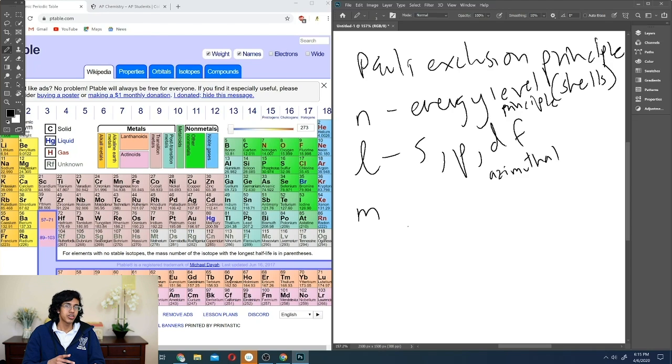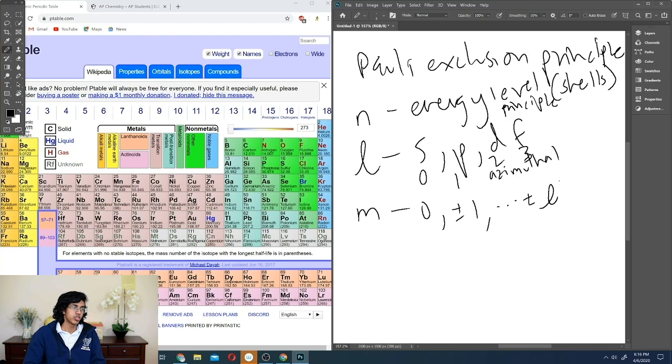So that's why m could be 1, 0, or negative 1. So l corresponds to 0, 1, 2, 3, and m goes from 0, plus or minus 1, dot dot dot, all the way to plus or minus l. That's how you remember quickly how many orbitals are in each sublevel. So if the question asks how many orbitals are in the d subshell, you could just say m goes from negative 2 to 2. There are 5 orbitals there. And this is called the magnetic quantum number.